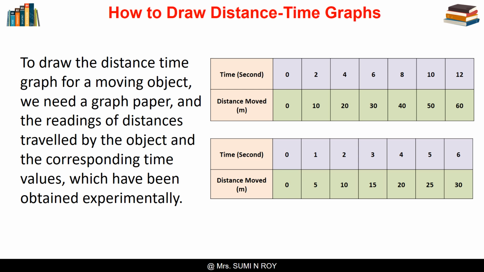To draw the distance time graph for a moving object, we need a graph paper and the reading of distance travelled by the object and the corresponding time values which have been obtained experimentally. As you can see in the given figure, readings of time are taken in seconds and distance in meters.